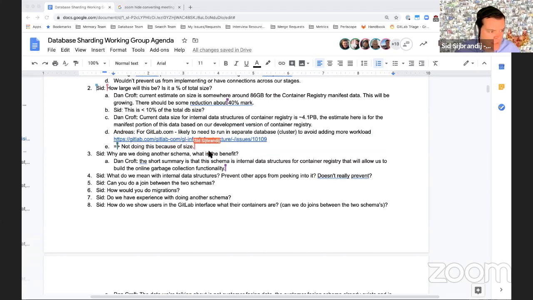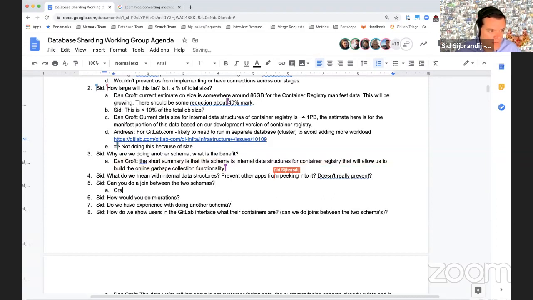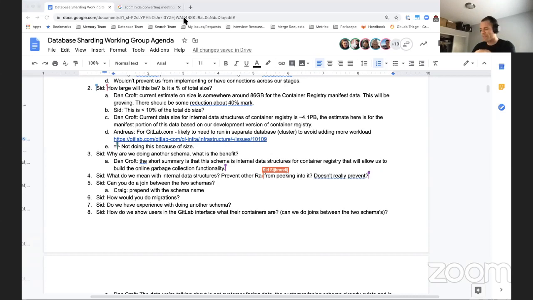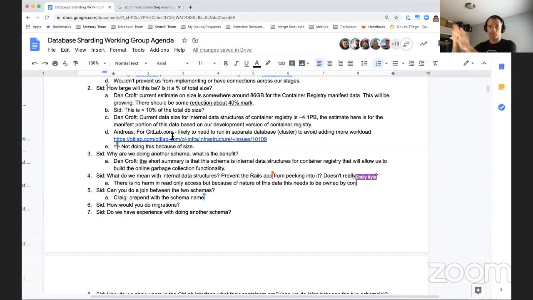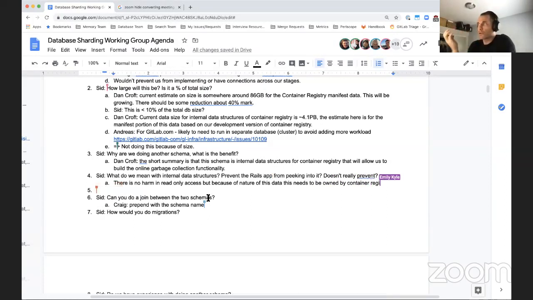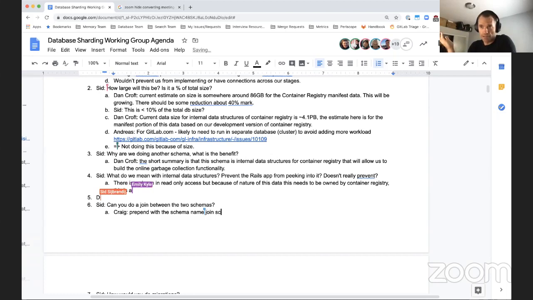Okay. And then for the benefit, Dan answered. I just made a question based on that. So what do we mean by internal data structures? Are you trying to prevent other apps like the Rails app from peeking into it? There's no harm in read-only access coming from Rails if that's what you want to do. Because of the nature of this data, it needs to be owned exclusively as far as writes go by the container registry. And the container registry, keeping in mind, is a completely separate application. It's a completely separate code base. There's no reason the Rails code couldn't look at it as read-only.